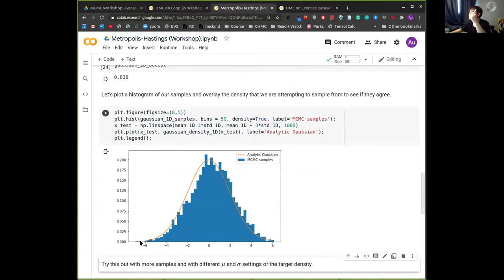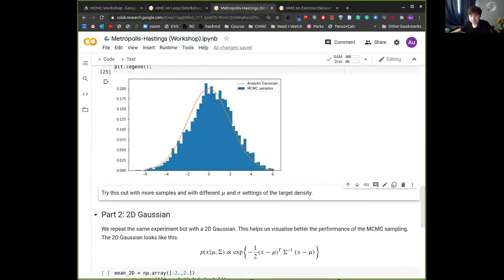So remember, when you are solving a real-life problem, you do not have this orange curve. All you have are your samples. So in those cases, this would be quite a good approximation, I would say, to the actual solution. Okay, any questions so far?